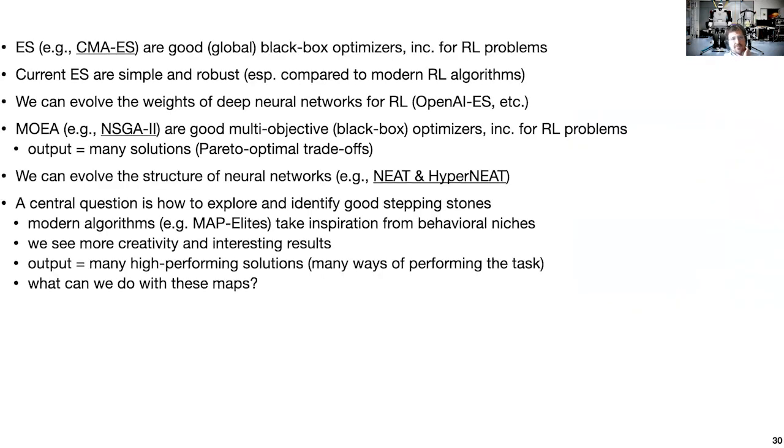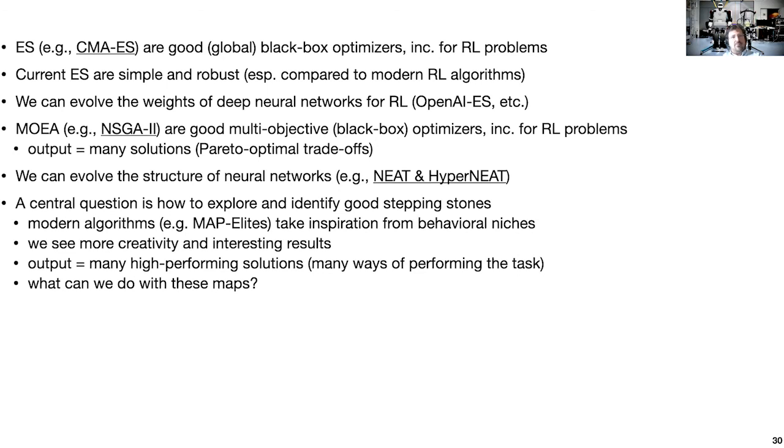So a few words of conclusion for all this part, because we have a break and then the keynote. So the main message is that evolutionary strategies are good black box optimizers, and they can work nicely for reinforcement learning problems. The current evolutionary strategies are simple and robust, especially compared to modern reinforcement learning algorithms. I think, especially when you take into account things like the MuJoCo tasks or simple control tasks, they are very easy to set up and they work very well. Maybe they are not the best of the best, but they are so easy to set up compared to other approaches that they are worth having a look at.